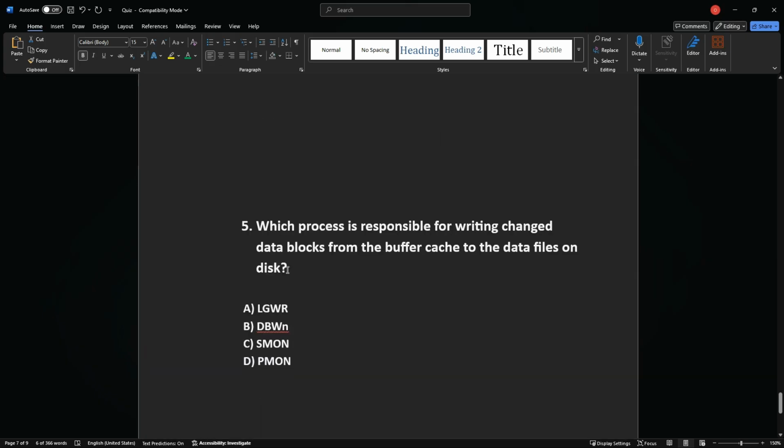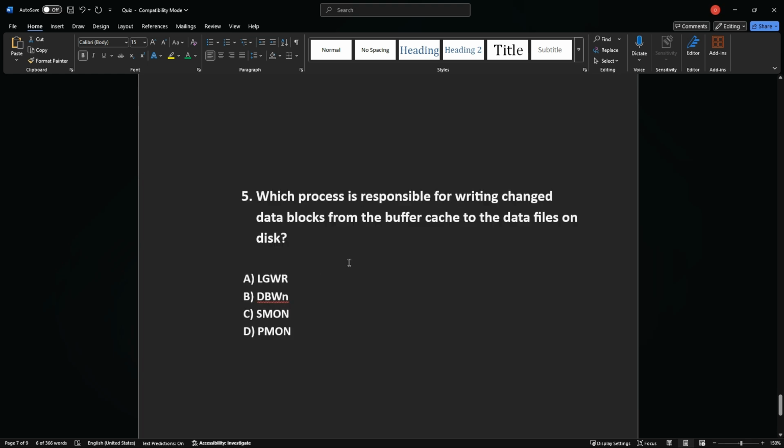Which process is responsible for writing changed data blocks from buffer cache to the data files on the disk? Option A, log writer. Option B, DB writer. Yes, option B, that's correct. DB writer writes the dirty buffers from buffer cache to your disk data files, physical files.